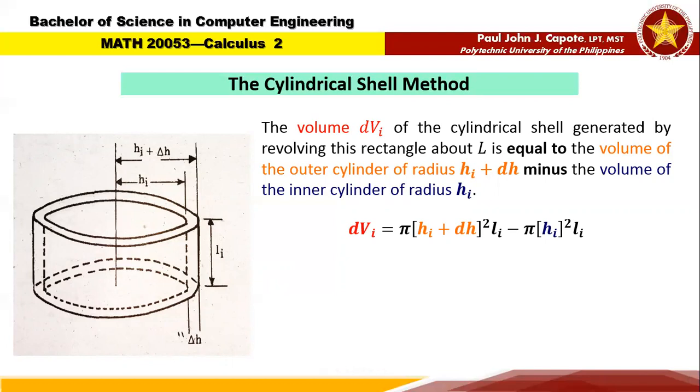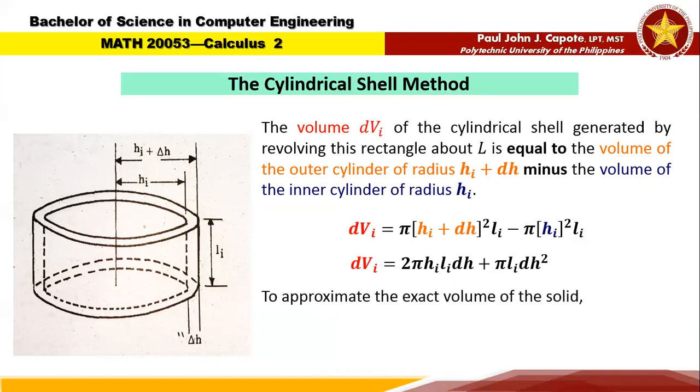pi times (h sub I plus dH) squared times L sub I minus the volume of the inner cylinder, which is pi times h sub I squared times L sub I. Simplifying this, we get dV sub I equals 2 pi h sub I L sub I dH plus pi L sub I times dH squared.